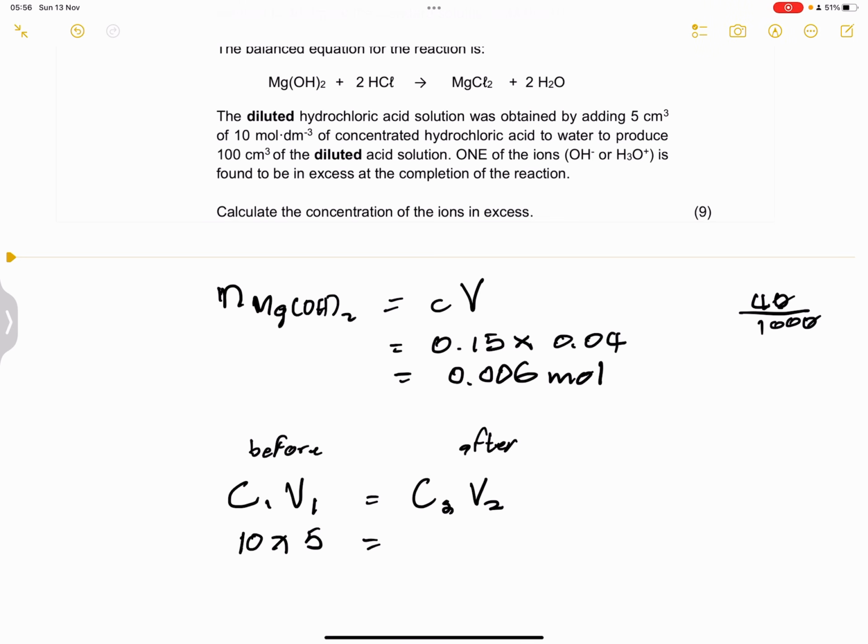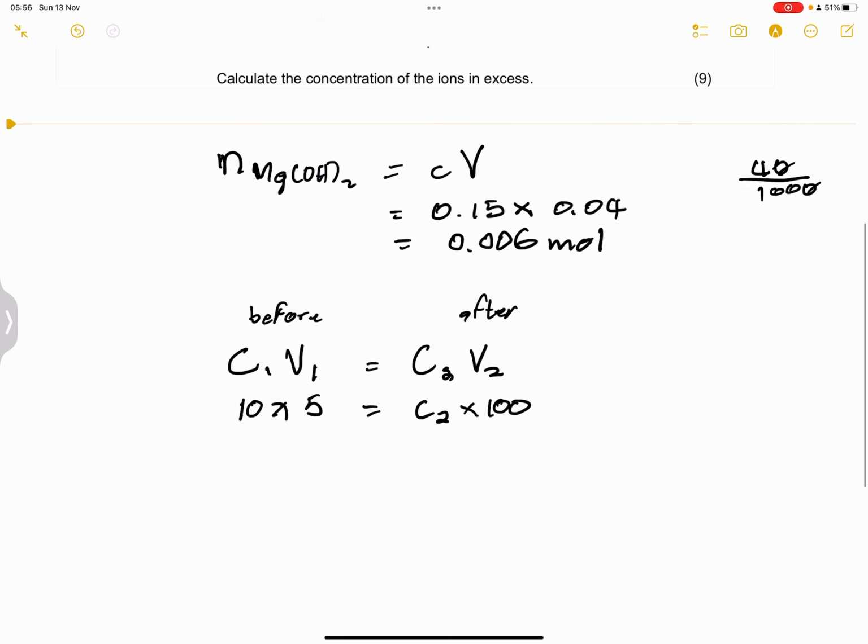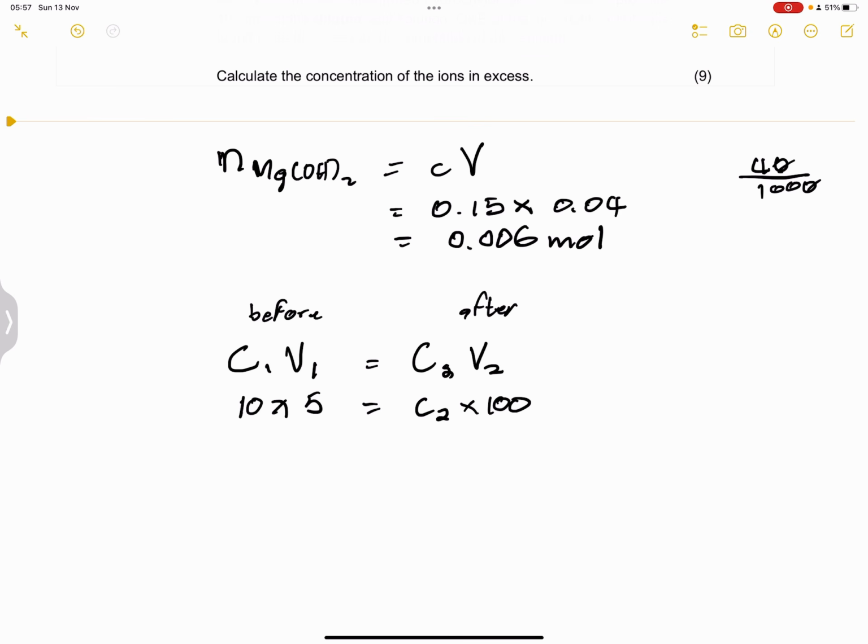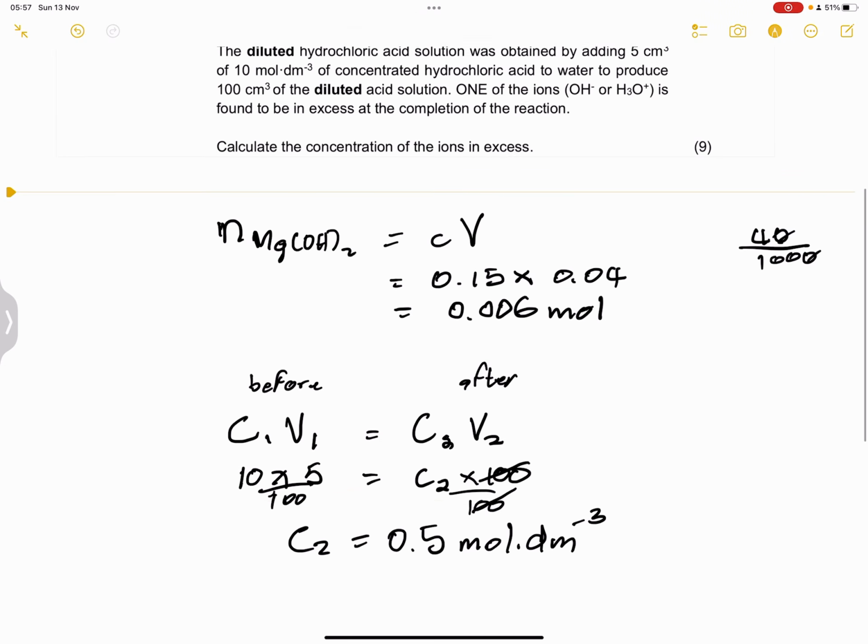So that's going to be concentration 2. I want the concentration afterwards, and they said we made 100 cubic centimeters. So to get the second concentration, of course, I'm going to divide by 100 on both sides. So that's going to be 10 times 5, that's 50, divided by 100. In this case, that would definitely give me 0.5. So it means that the concentration of my acid was 0.5.